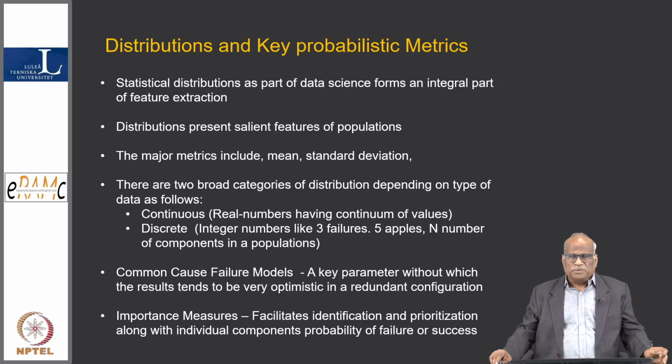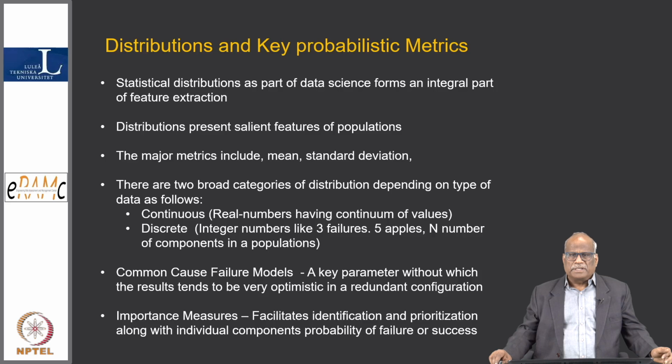So distributions play a very important role in statistics as part of AI and ML algorithms, and in PRA also. Because we want organized data, and that is where we fit the failure rate, the lambda hat, which is a maximum likelihood estimate. We will be discussing that actually. So these kinds of features we require for our distribution to get an estimate of the population. Major metrics are the mean and standard deviation.